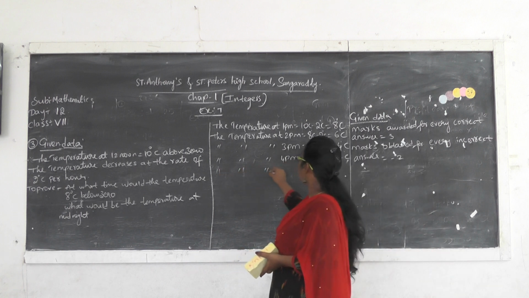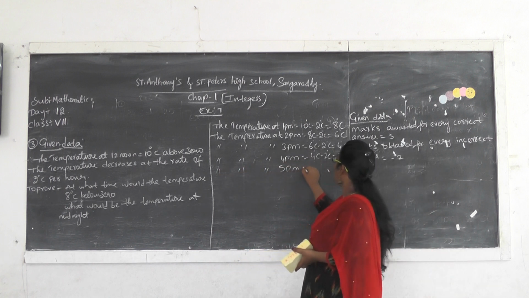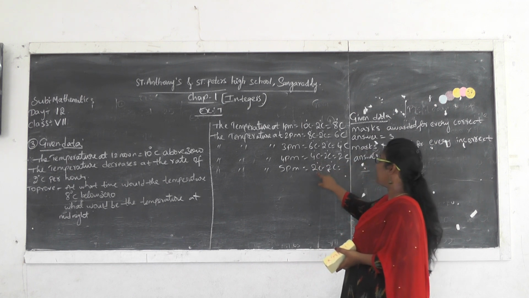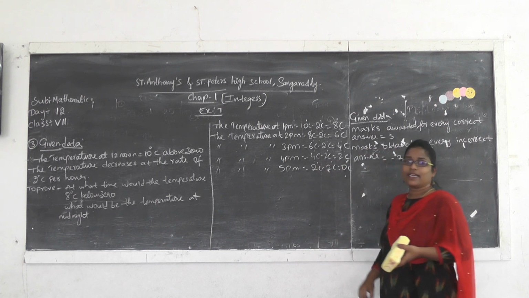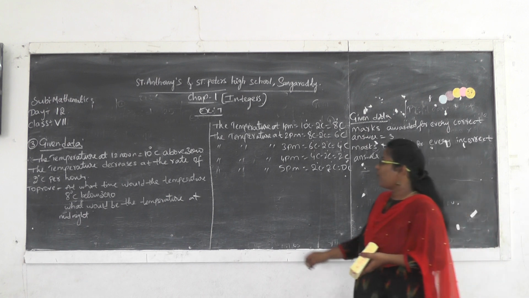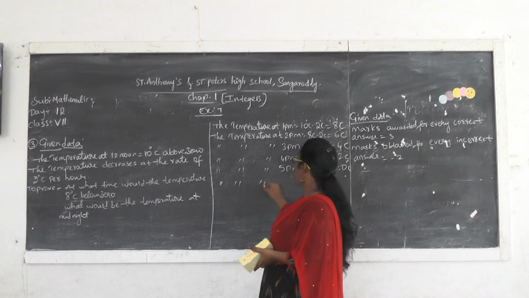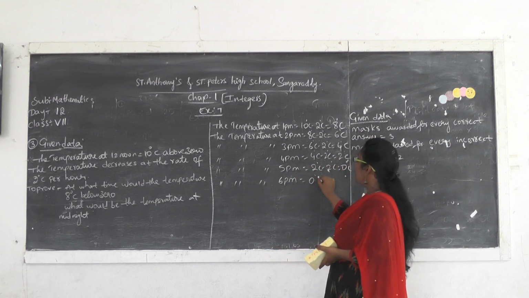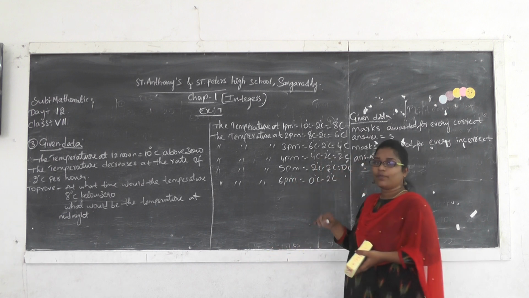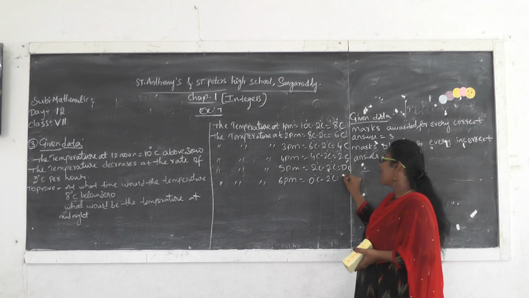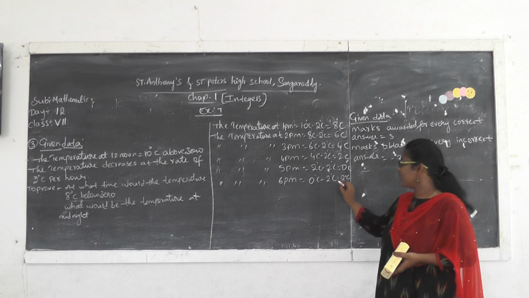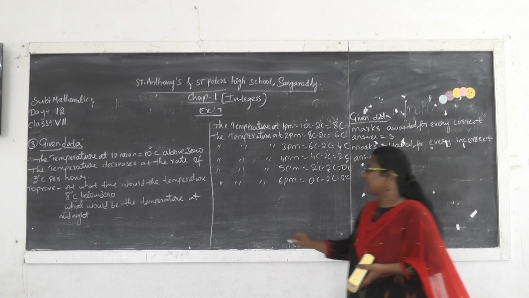Next, the temperature at 5 p.m. How much? 2 degrees Celsius minus 2 degrees Celsius. 2 minus 2, 0 degrees Celsius. Now next, the temperature at 6 p.m. is 0 minus 2. 0 minus 2, how much? Minus 2 degrees Celsius.